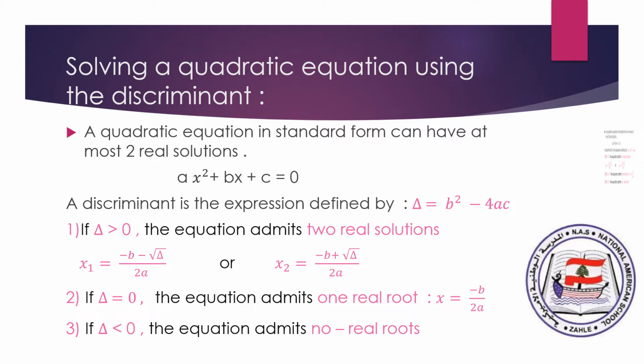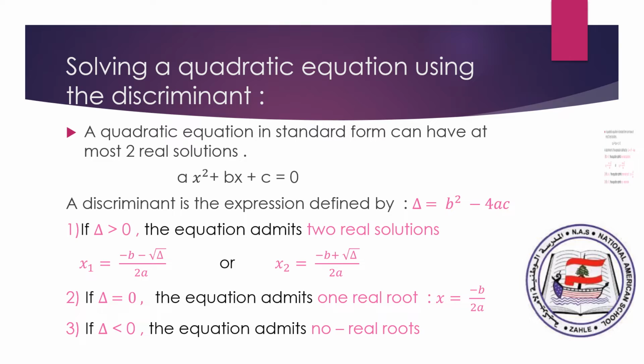How can we solve a quadratic equation using the discriminant? A quadratic equation can have at most two real solutions. So to solve it using the discriminant, we need to use the expression delta equal b squared minus 4ac. If delta is a positive value, the equation admits two real solutions in the form of x1 equal minus b minus radical delta over 2a and x2 equal minus b plus radical delta over 2a.